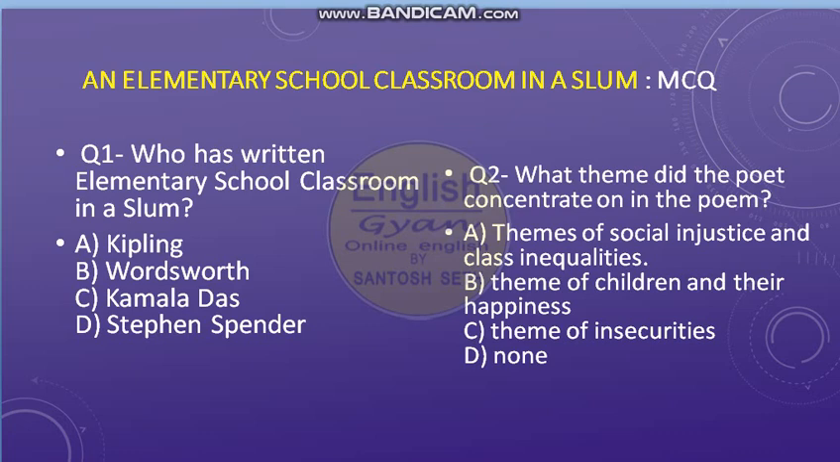Question number 2. What theme did the poet concentrate on in the poem? A. Theme of social injustice and class inequalities. B. Theme of children and their happiness. C. Theme of insecurities. And D. None.